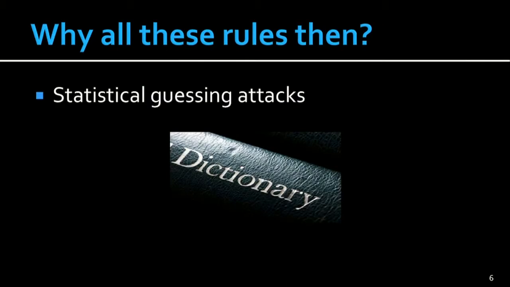So then why do we have all of these rules? These rules are all about protecting the user from a specific kind of attack called statistical guessing attacks or dictionary attacks. How these attacks work is that the attacker has a dictionary of passwords, and for each password they also have the frequency by which the users typically choose that as their password. And then they go through the list of passwords in the order of their frequency, in the order of their popularity, and try to crack the user's accounts. So it's all about the frequency and popularity of the password.